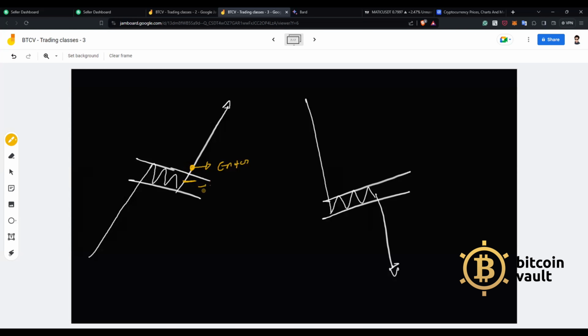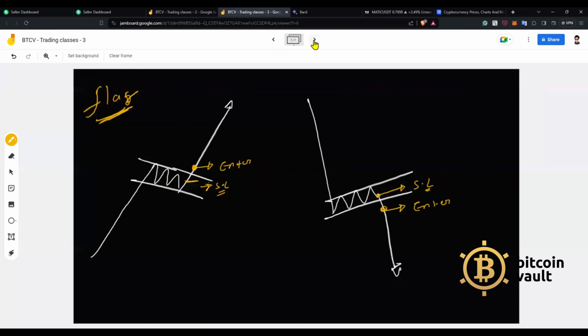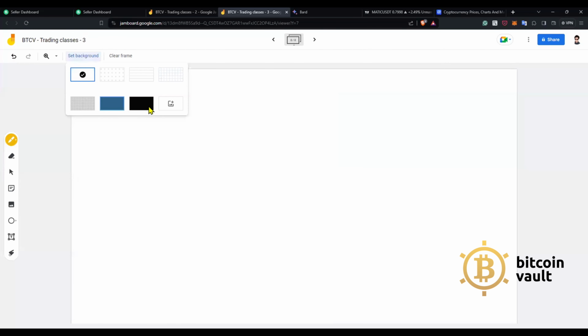Enter. Stop loss. Enter. Stop loss. This is your flag. Okay, this is a flag.